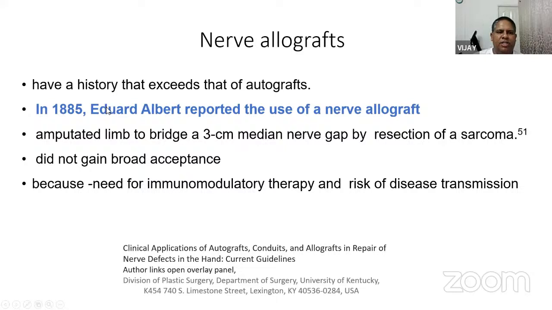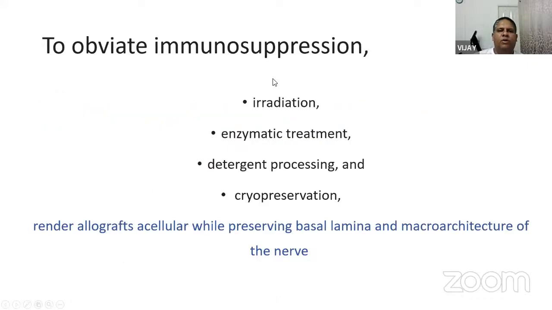Nerve allografts have a history. Edward Albert was reported to use a nerve allograft from an amputated limb to bridge a 3 cm median nerve gap after resection of his sarcoma. He did not gain broad acceptance because immunomodulative therapy was essential while doing a nerve allograft. So to obviate the reaction, we had to give irradiation to the nerve, enzymatic treatment, detergent processing, and cryopreservation, so that we make the nerve acellular while preserving the basal lamina and architecture of the nerve.